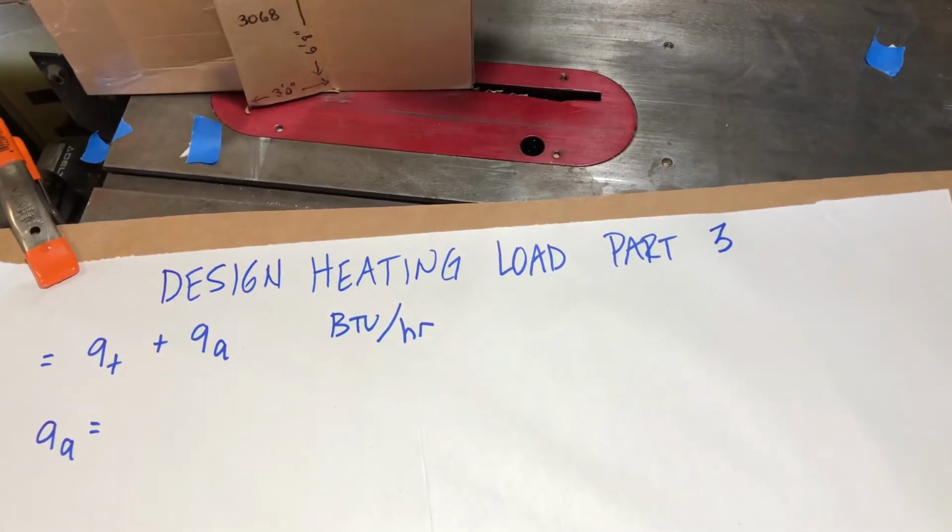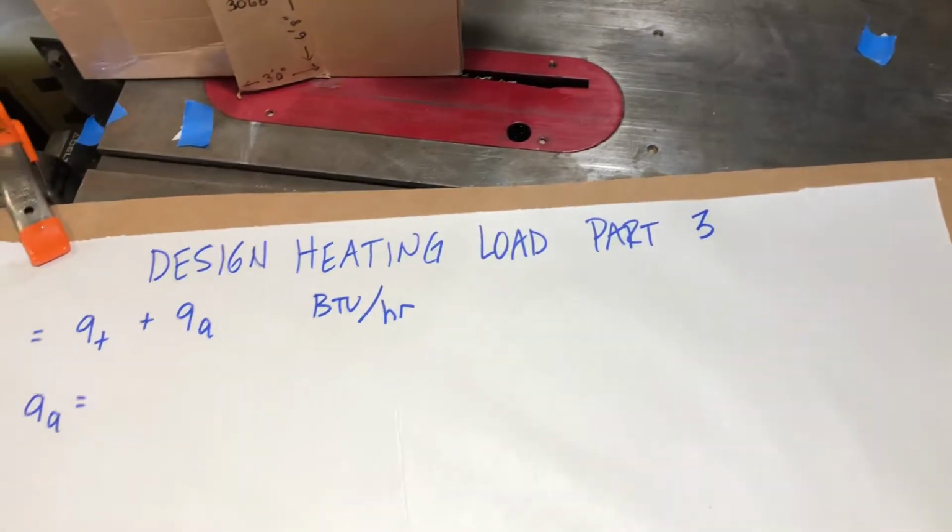All right, design heating load part 3. In this little video, we're going to continue looking at design heating load. We've already looked at the heat loss to transmission, QT, and what those units are. Now we're going to look at QA, the heat loss associated with air movement.